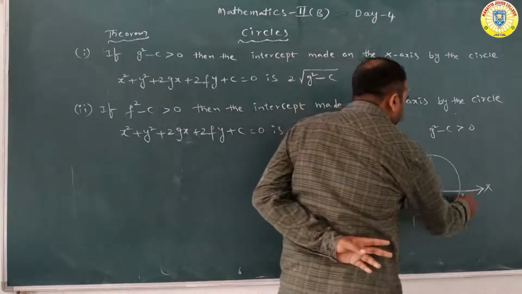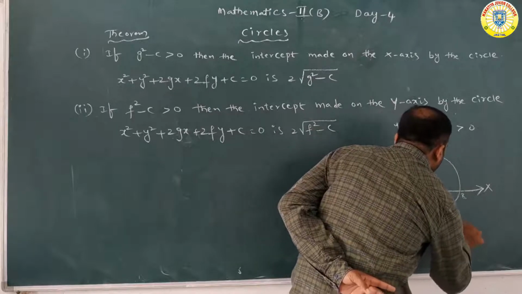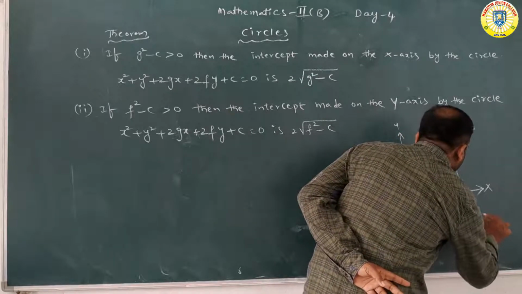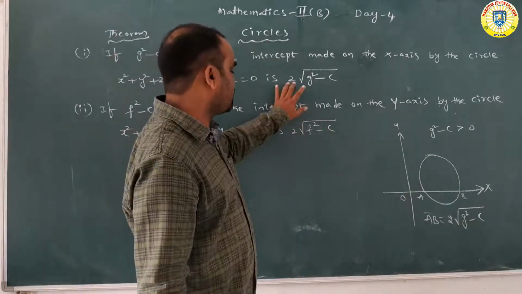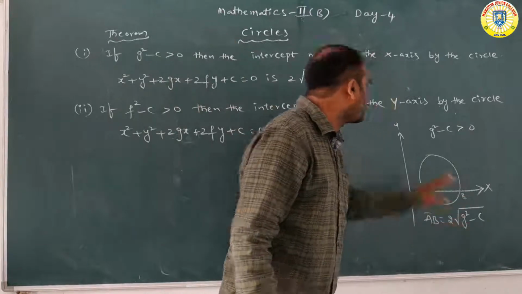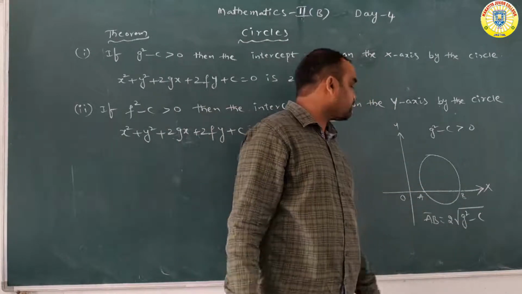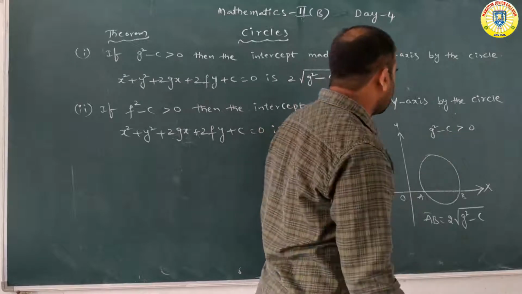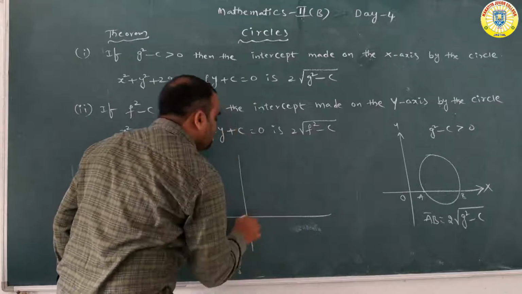Then the length of the line segment AB bar is equal to 2 into under root of g square minus c. So there is g square minus c greater than 0. Next, there are three cases arising.